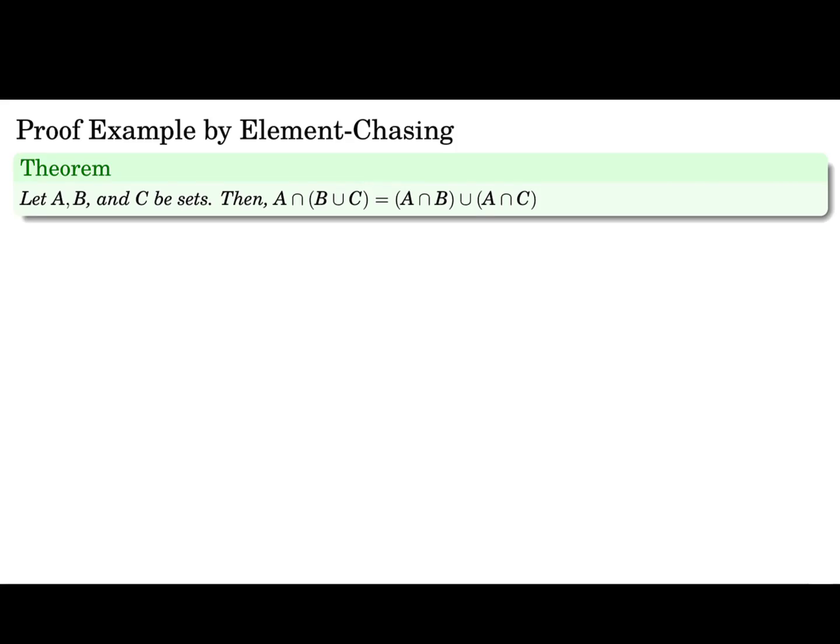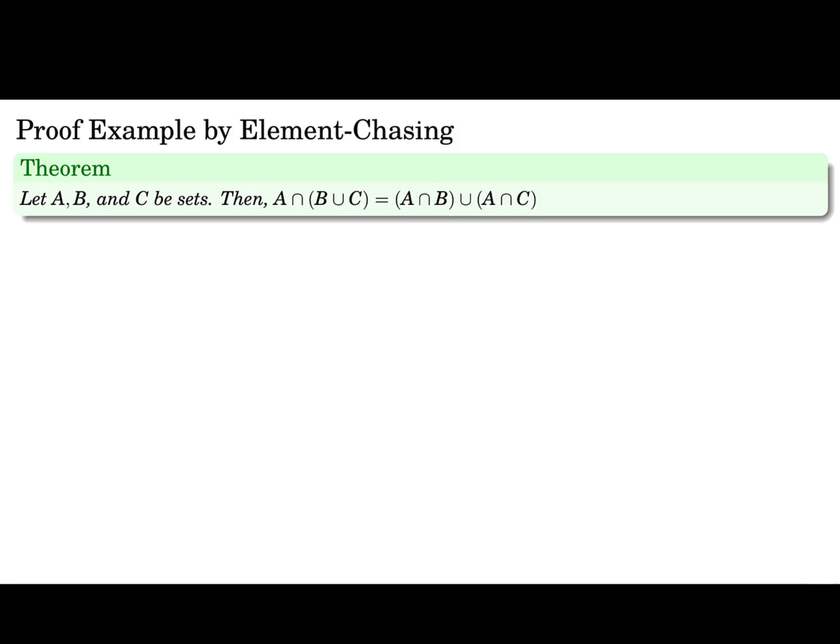Let's prove a set identity using element chasing. So we're going to prove that for any sets A, B, and C, it's always the case that if you take the union of B and C and intersect with A, it's the same as intersecting A with B, intersecting A with C, and then taking the union of those two.